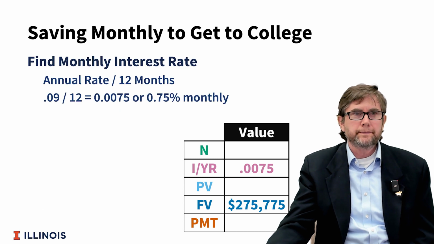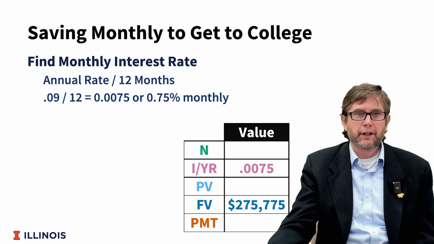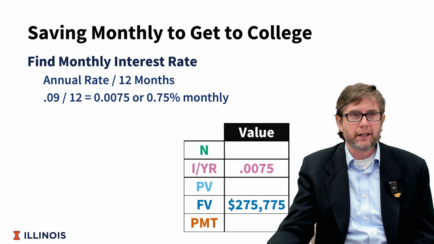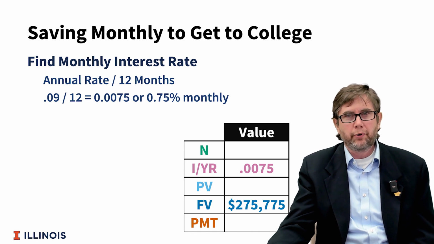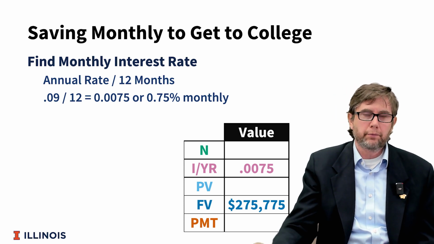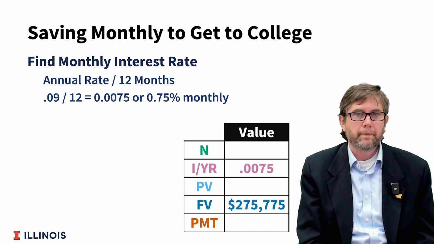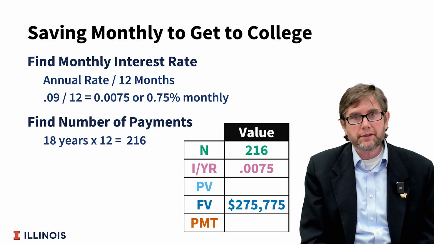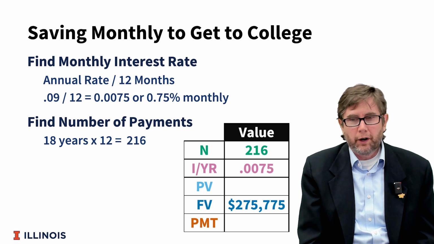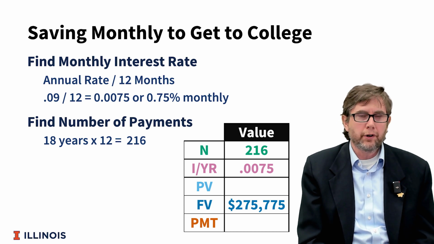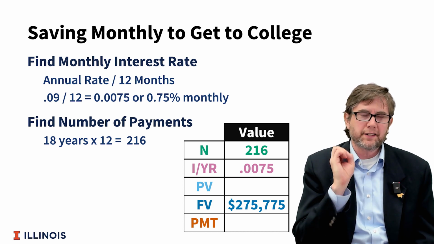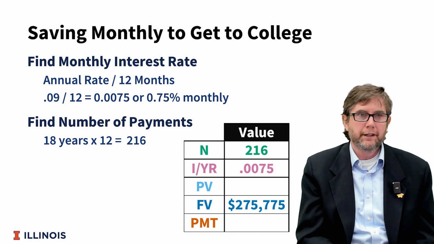First thing we need to do, what monthly interest rate are we going to use in this math? So we're going to take 9% a year over 12 months. We'll use 0.75% or 0.0075 as the interest rate. Next thing we're going to do is, how many months do you have to save? Well, 12 months over 18 years, you have 216 months. So you have 216 months, you're going to make a payment.